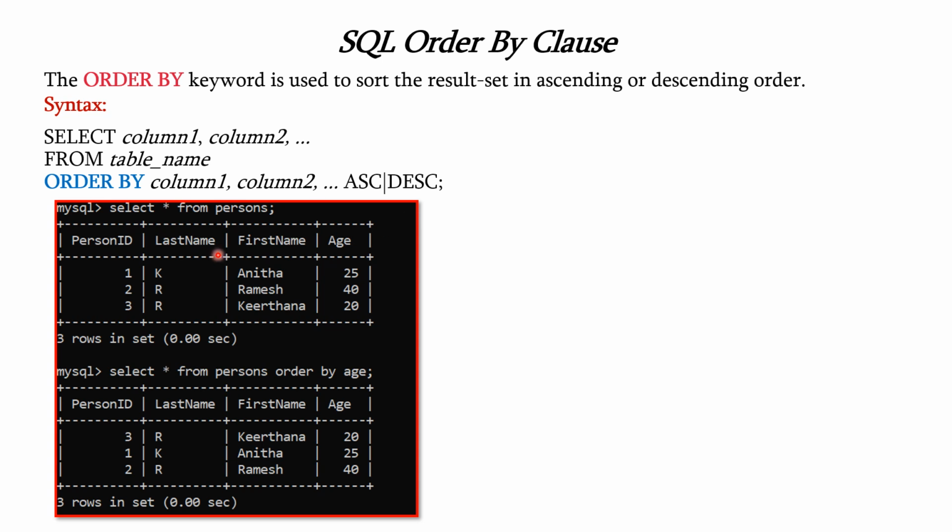So we have a persons table here. If we give select star from persons, it displays all the rows from the persons table. Here we have 3 rows. Suppose we want to arrange all the rows according to the age in ascending order, then we can write the query like this: select star from persons, order by age. By default, whenever order by is used on a column, it sorts in ascending order. So we can see that the age is sorted in ascending order and the remaining values are aligned according to these values in age. So we have 20, 25 and 40.